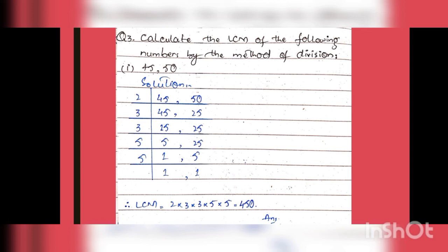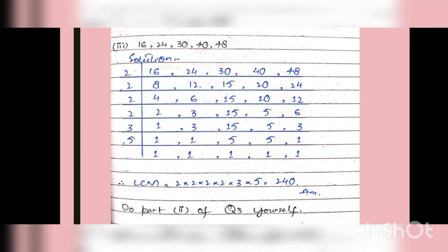Therefore the LCM is basically the product of all these factors you see on the left side. So 2 into 3 into 3 into 5 into 5, and you have got 450. This is your LCM. Isn't this method simple? Now part 3: you are given 5 numbers here, but the procedure is still the same.